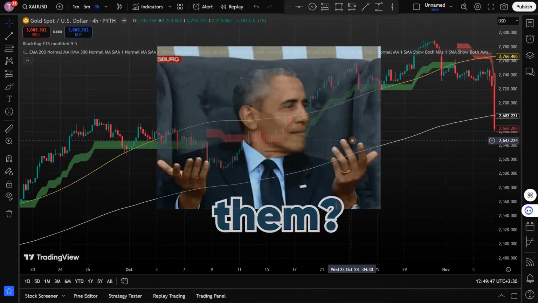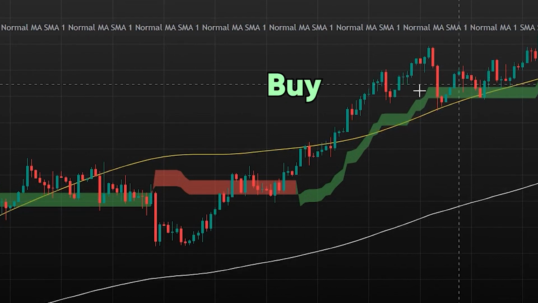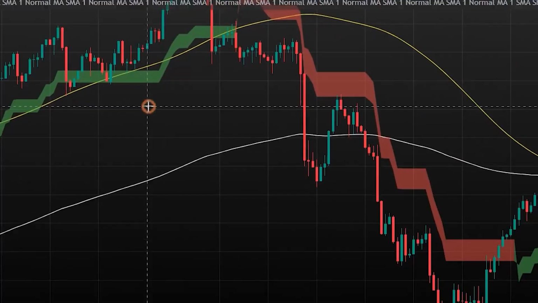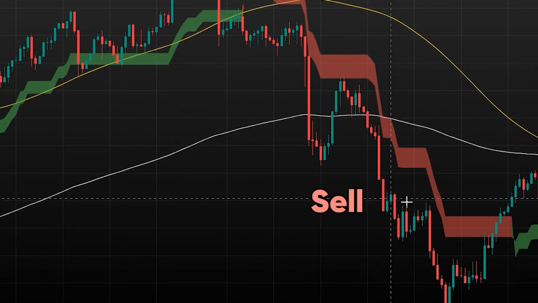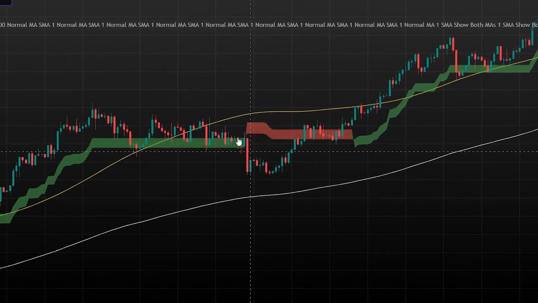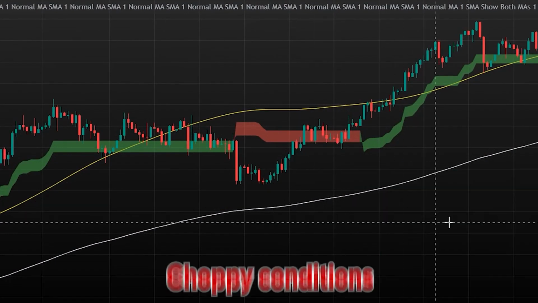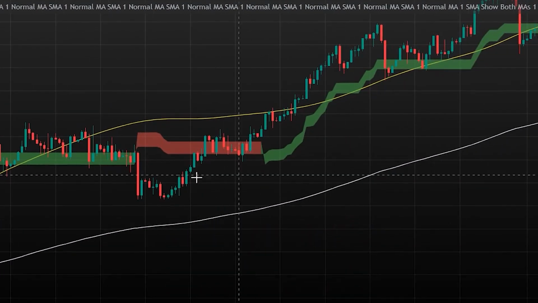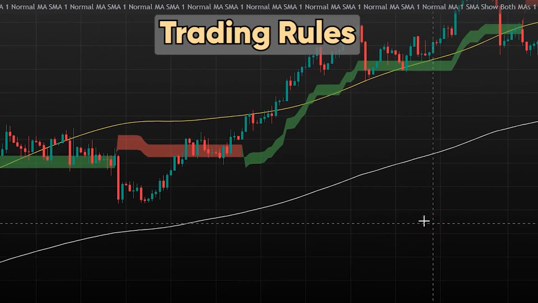How to use them? When the price is above both moving averages, look for buy opportunities. When the price is below both moving averages, look for sell opportunities. If the price is fluctuating between the moving averages, stay out of the market. This indicates choppy conditions. Now that the chart is set up, let's go over the trading rules.